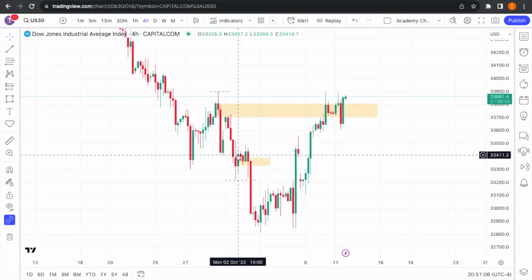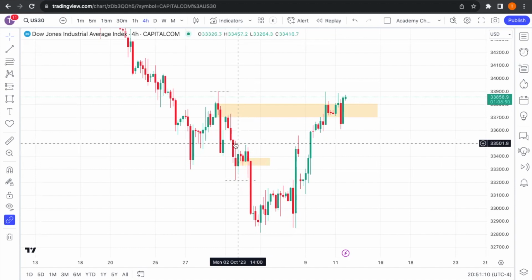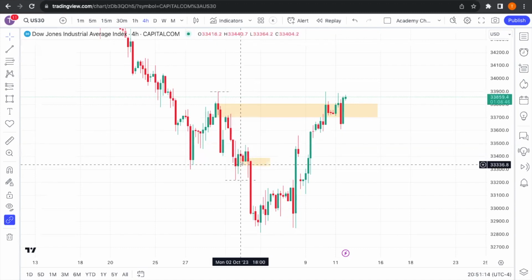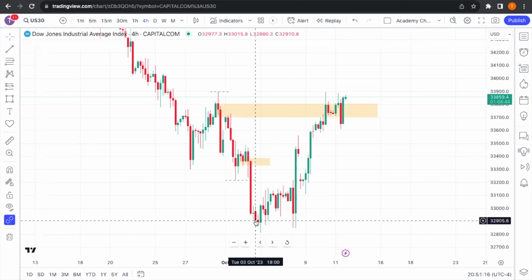You see how right here, we really have nothing. It was just a flat trading range. There's no structure in here. And once it trades back up into it, it drops.